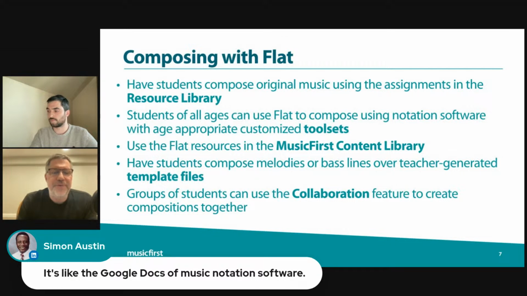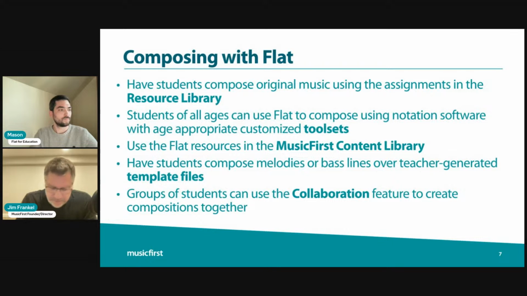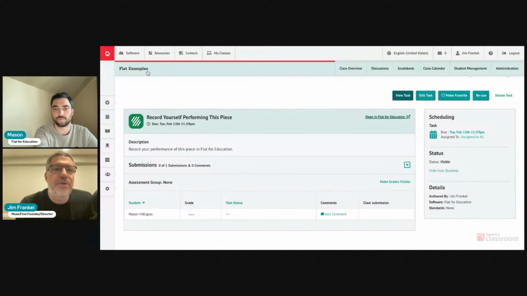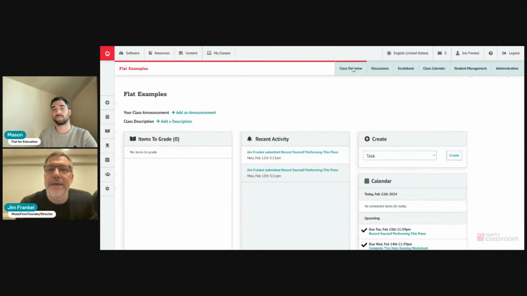And the collaboration feature, which Mason just mentioned, is extremely cool. Give out group work: have one person compose a melody, one person compose a harmony, one person compose a percussion part, one person compose the bass line. Very cool. I'm going to switch now over to the MusicFirst classroom, and I'm going to go in here and show you one of these examples.